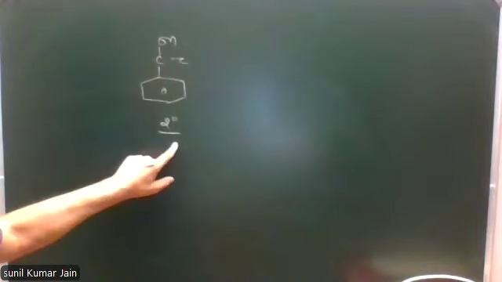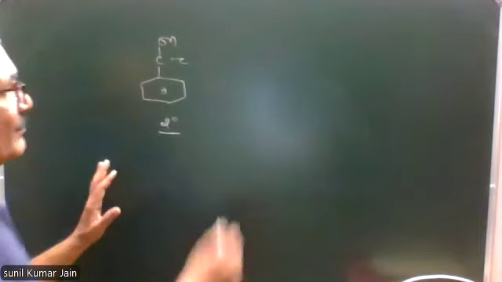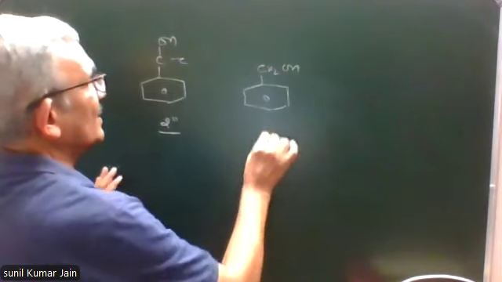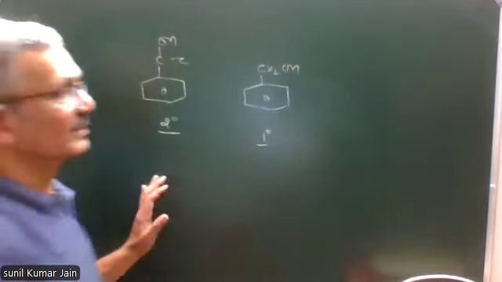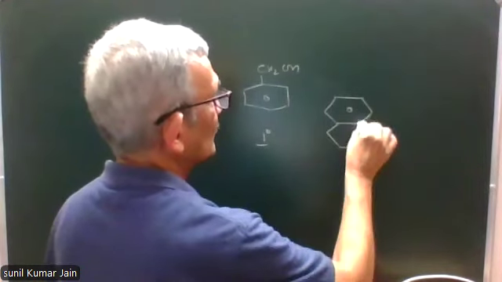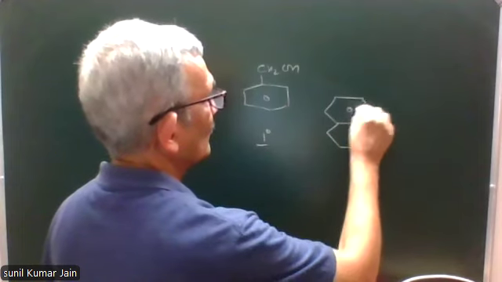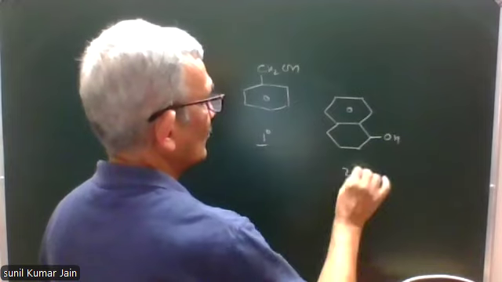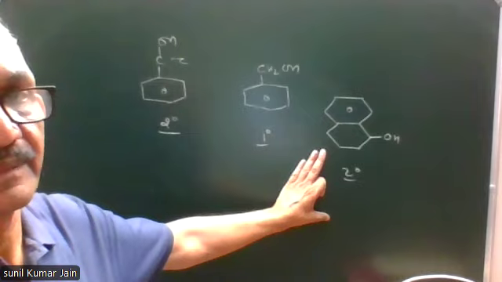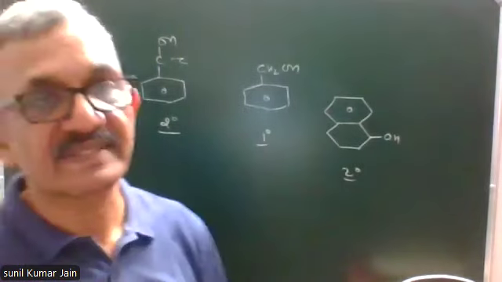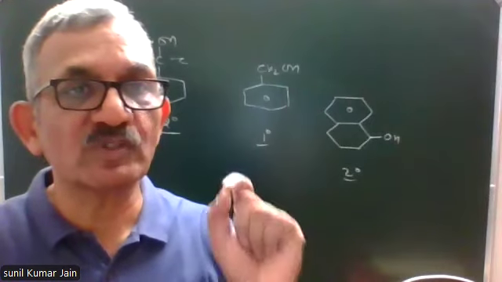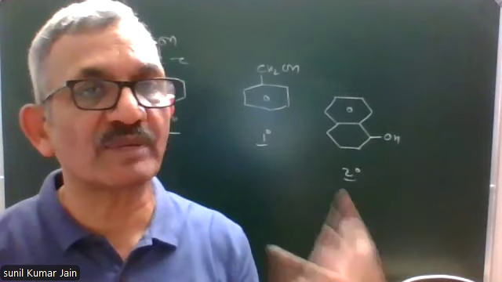And this one is secondary, so this is a secondary benzylic alcohol. Primary benzylic alcohol. Secondary benzylic alcohol, right? Similarly, you can make the example of tertiary. So these were four categories in which the OH group is bonded to an sp3 hybridized carbon atom.